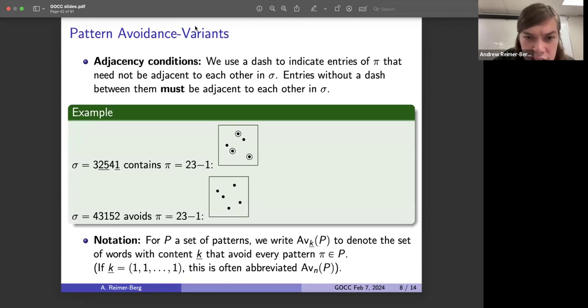I see another question in the chat. Yes, I'm not barred from redefining it, but I thought I might as well use notation that exists instead of creating two notations for the same thing. But yes, I appreciate the joke.